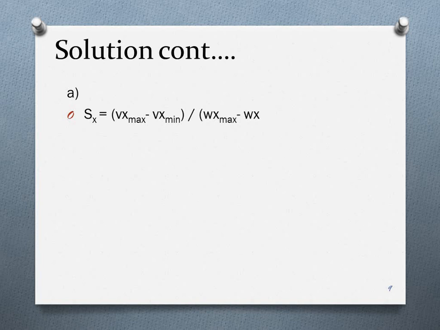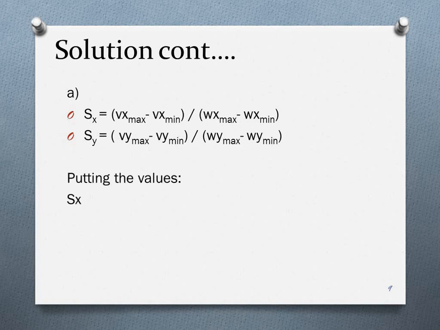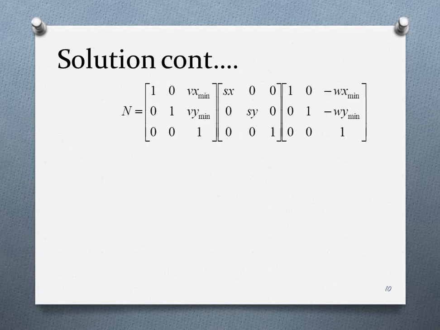First of all we will find the value of Sx and the value of Sy. By putting in the values, Vx max is 1 and Vx minimum is 0, so 1 minus 0 in the numerator, and in the denominator Wx max minus Wx minimum, meaning 3 minus 1. So we get the value of Sx as 1/2. Now finding the value of Sy in the same manner, we get 1 minus 0 upon 5 minus 1, so the value of Sy is 1/4. Now we have all the values, we just have to put them in matrices.